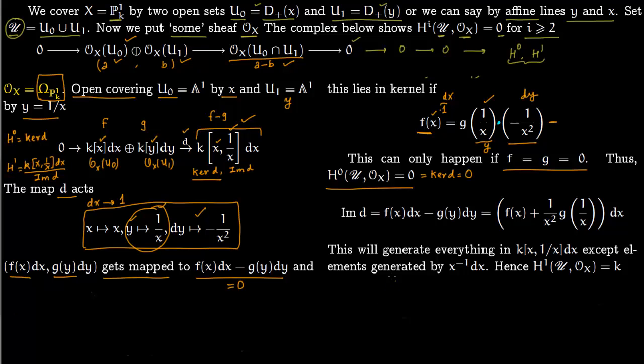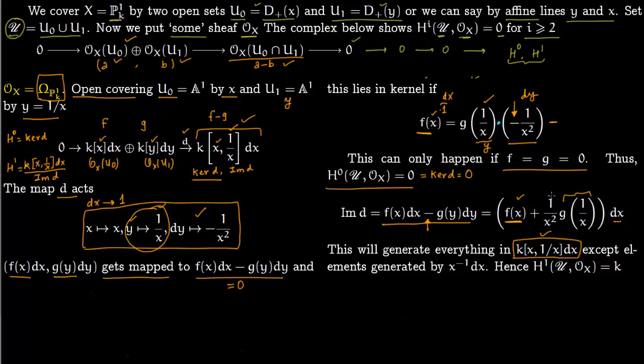Now we talk about the image of D. So again, the image of D is f(x) minus g(y), dx here, dy here. So you just copy this down. f(x) dx is 1, comes here. This negative sign right here cancels with this negative sign. So you get plus 1 by x square g(1 by x) dx. Now this will generate all polynomials in k[x, 1 by x] dx. So all kinds of polynomials which are in here will be generated by this. So either they are in x, it will be generated by f of x. If they are of the form 1 by x, they will be generated by g(1 by x).